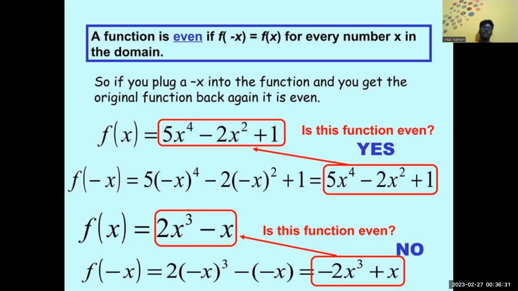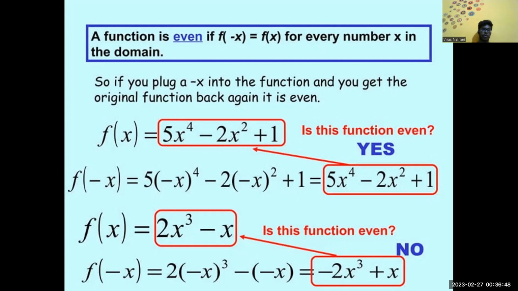Now, what is an odd function? If f of x is equal to minus f of x, that is, if we replace x with minus x and the answer is minus f of x, then it's an odd function. In the second example, let's check.